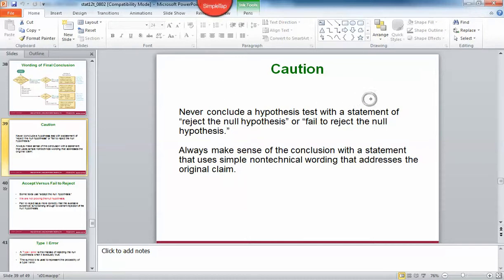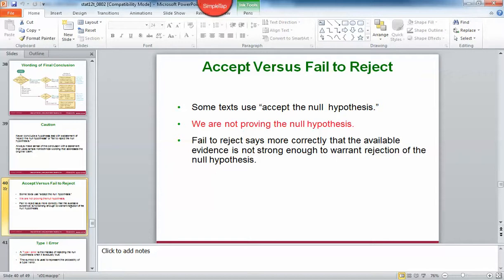Caution: never conclude a hypothesis test with a statement of reject the null hypothesis or fail to reject the null hypothesis. Always make sense of the conclusion with a statement that uses simple, non-technical wording that addresses the original claim. Some texts use accept the null hypothesis. We are not proving the null hypothesis. Fail to reject says more correctly that the available evidence is not strong enough to warrant rejection of the null hypothesis.